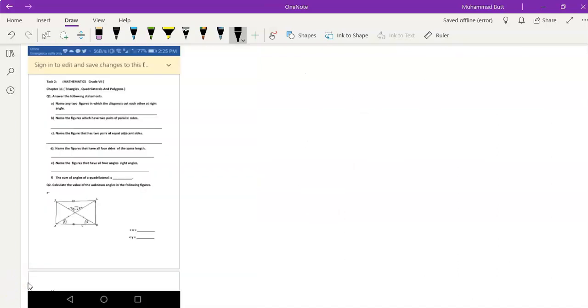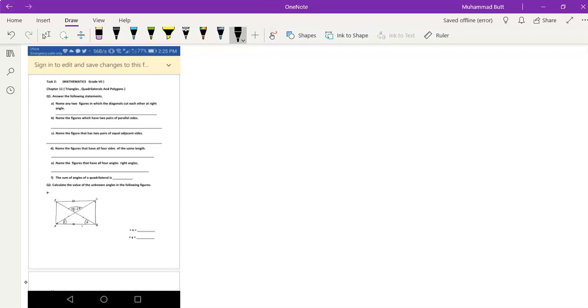Question number 1 is objective, and I think that if you have gone through the properties of the quadrilaterals, you can easily do these questions. Part A, name any two figures in which the diagonals cut each other at right angle. I have explained it to you that there are three figures: rhombus, square and kite, in which the diagonals cut each other at right angle. So you can name any two figures.